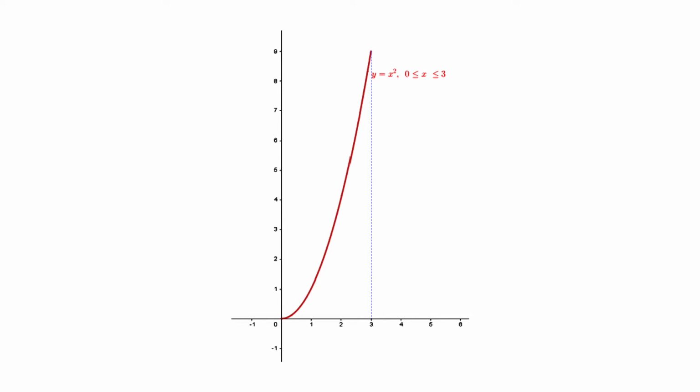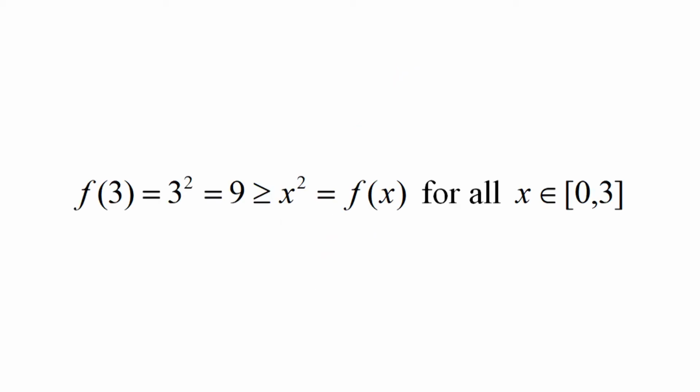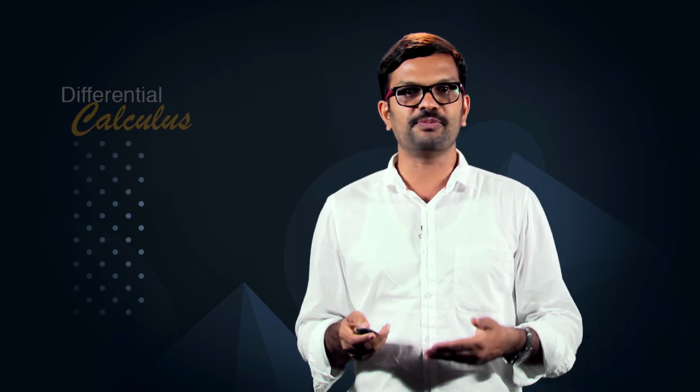But if the domain is restricted to 0 to 3, by looking at the graph of f, we infer that f attains its maximum value 9 when x value is 3. This is true since f of 3 equal to 3 square equal to 9 is greater than or equal to x square equal to f of x for all x in the closed interval 0 to 3. Hence, the point 3 is a point of maximum on the domain 0 to 3.